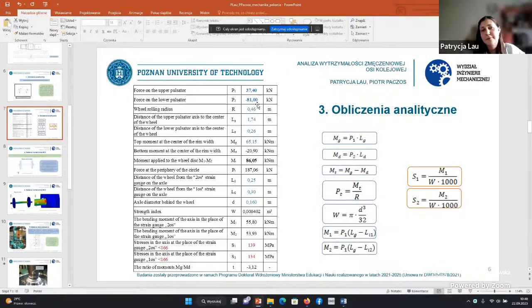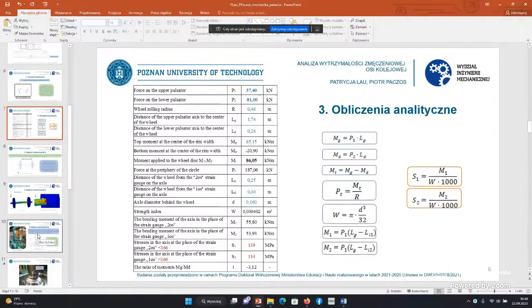Zapewne tak jest, przez to badania na tej maszynie zmęczeniowej są certyfikowane, więc obciążenia raczej muszą być odpowiednie w stosunku do tego, co się dzieje w rzeczywistości. Rozumiem, dziękuję uprzejmie.